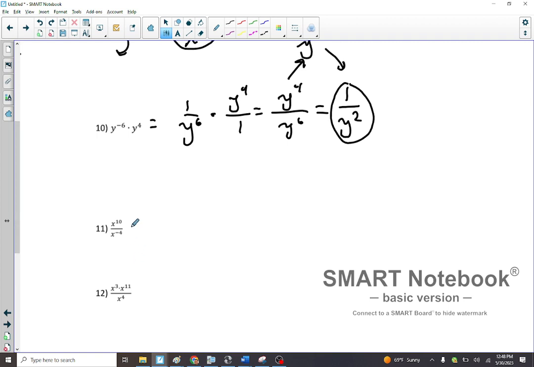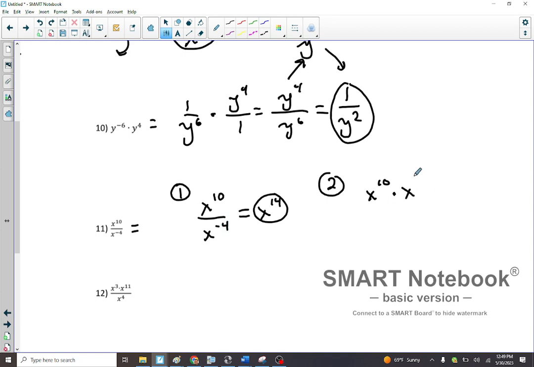All right, number 11. You could think of it as 2 ways. You could think of it as 10 minus negative 4. 10 minus negative 4 is 10 plus 4, or x to the 14th. You could also think of it as x to the 10 and flip this up, x to the 4. So you move it to the top, which will be x to the 14th. We'll continue tomorrow.